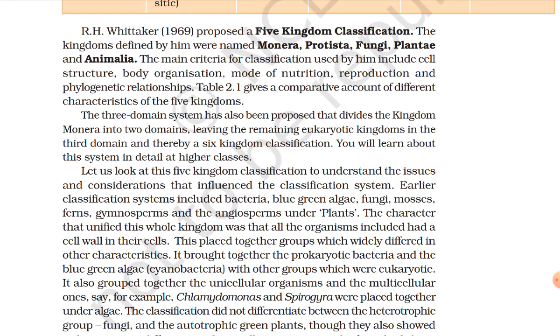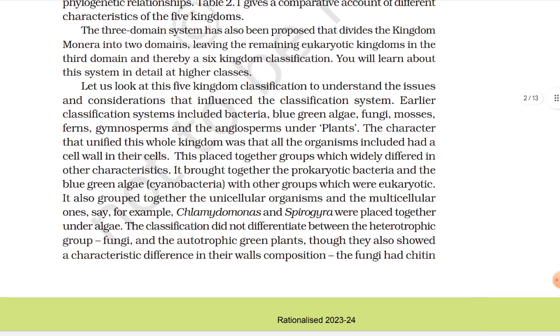The three-domain system has also been proposed that divides the kingdom Monera into two domains, leaving the remaining eukaryotic kingdoms in the third domain, and thereby a six kingdom classification. You will learn about this system in detail in higher classes. Let us look at this five kingdom classification to understand the issues and considerations that influence the classification system.